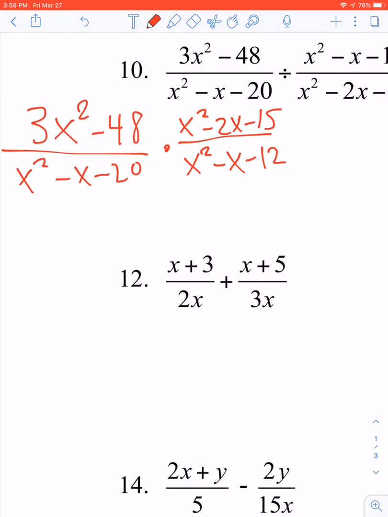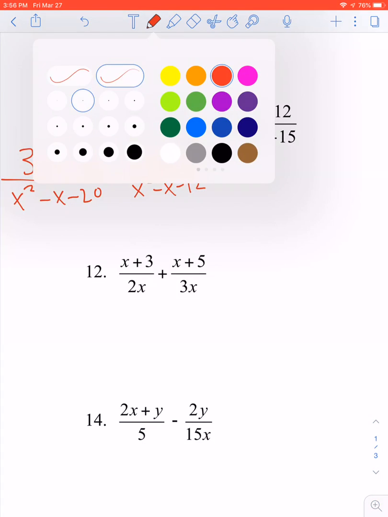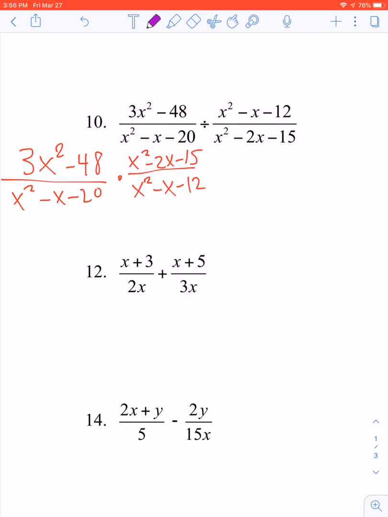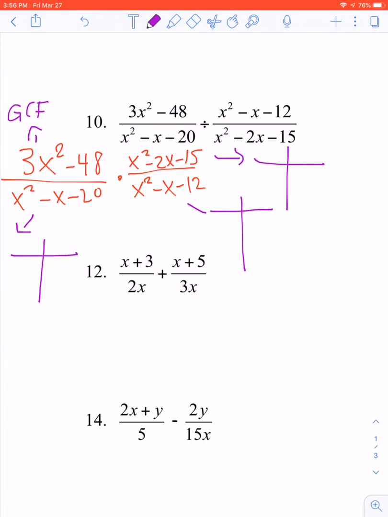Okay, so now we're going to zoom out and look at this. I know that this top one, we can probably pull out a GCF and go from there because it's 2 terms and there's something that comes out on the top there. This bottom one over here is going to need a T-chart. I know that because it's 3 terms and it can't pull out a GCF. This one over here is going to need a T-chart because it's 3 terms. And this one right here is going to need a T-chart because it's 3 terms, okay?